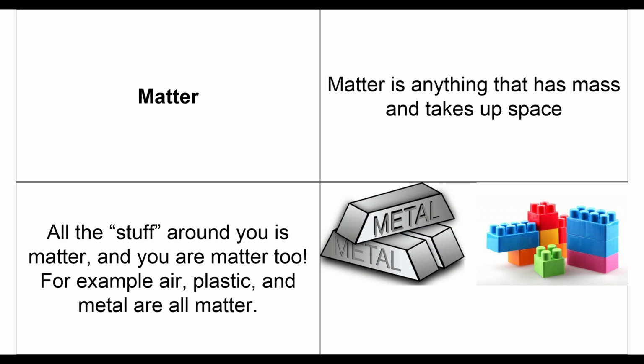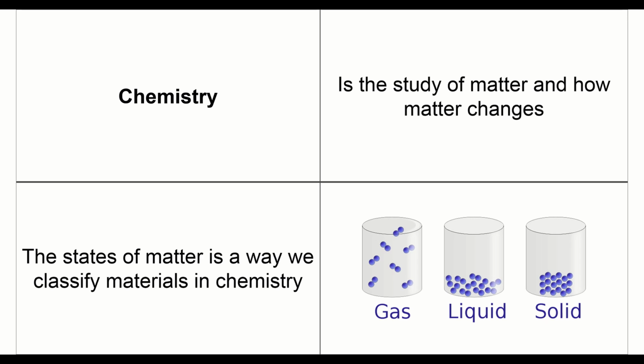We also need to talk a little bit about this word chemistry. Now you've heard of chemistry, and we don't go into a lot of detail. We just generally talk about the idea of chemistry. And so chemistry can be defined as the study of matter and how matter changes. For our purposes, that's what it's going to be. So the states of matter are a way we classify materials in chemistry. We can classify different materials in 3 different categories, all right? And that's going to be a gas, a liquid, and a solid.